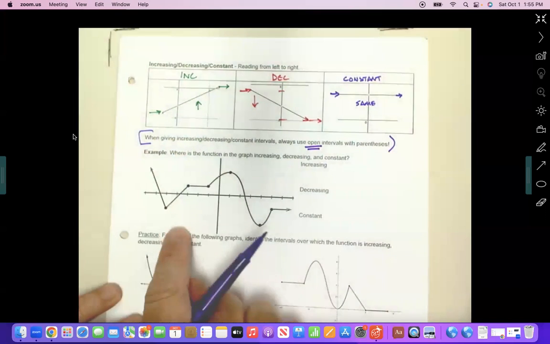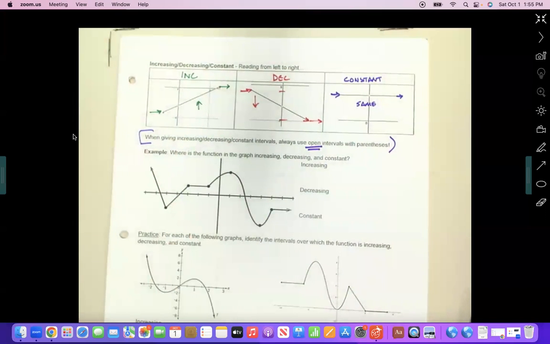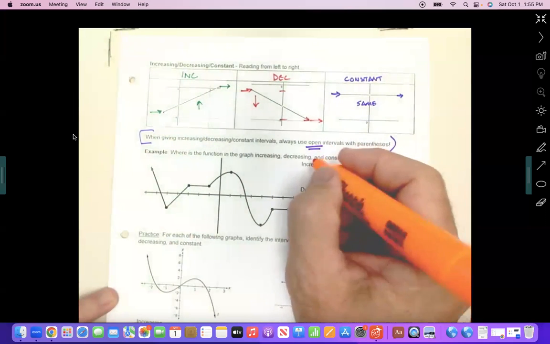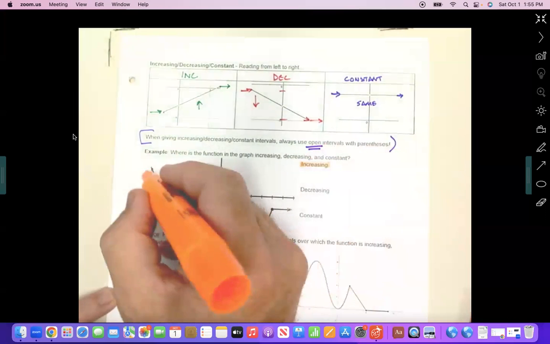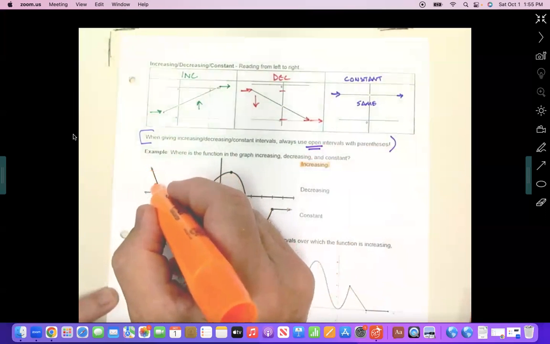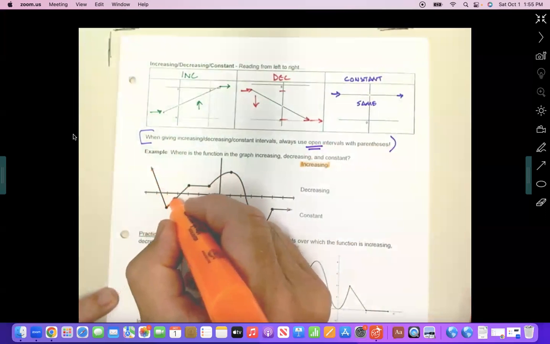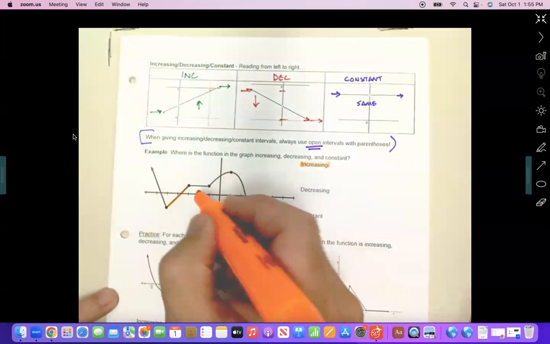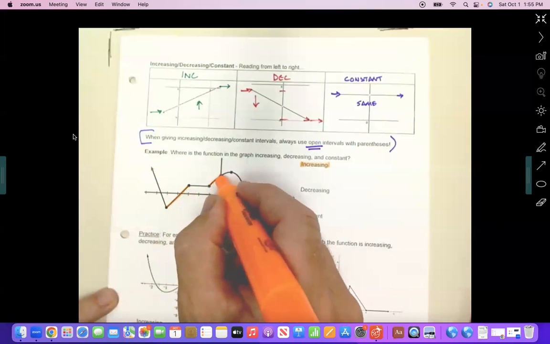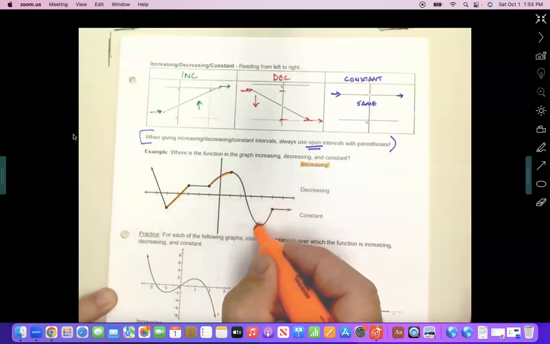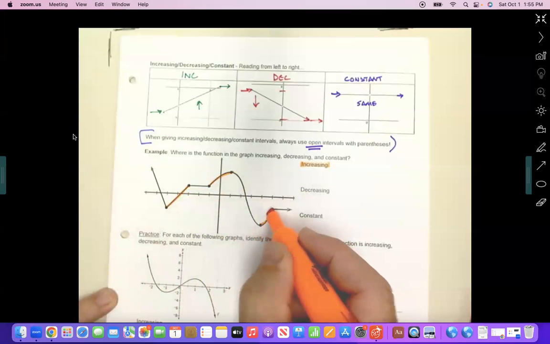So let's take a look at our first example here and a quick scan of this for increasing and decreasing. We'll go ahead and do our increasing, and that's when we're going from left to right up, and you can see we're going down when we get to here. We're going up as we go from left to right, constant, up from left to right, decreasing, decreasing, and constant.